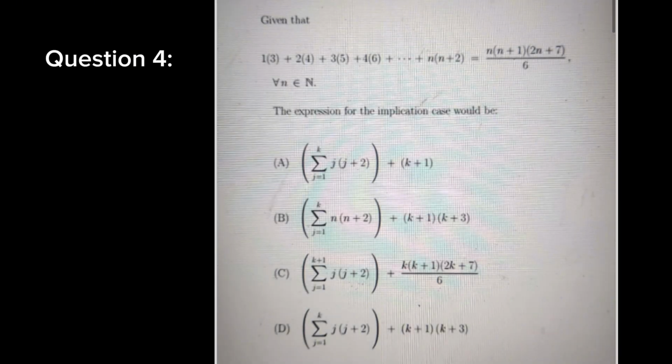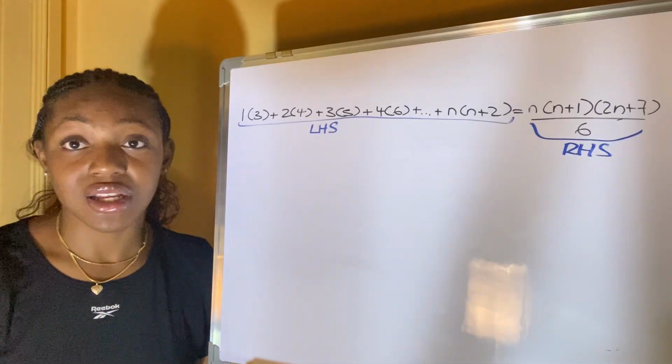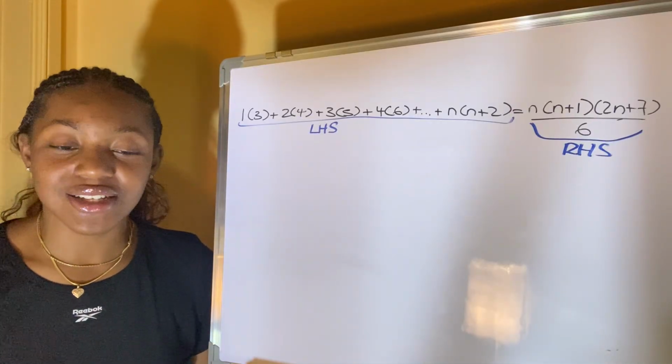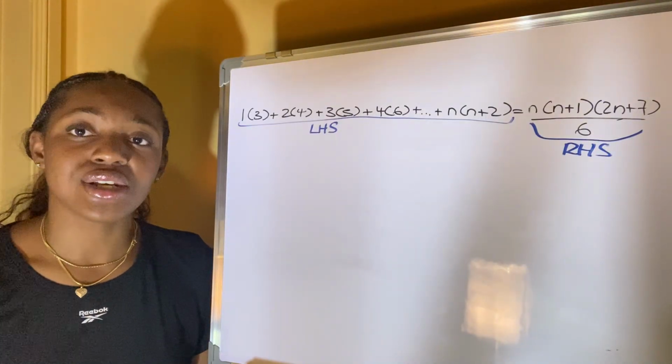Question 4. 1 times 3 plus 2 times 4 plus 3 times 5 plus 4 times 6 plus ... plus n in brackets times in brackets n plus 2 is equal to n times in brackets n plus 1 times in brackets 2n plus 7, all over 6. The expression for the implication case would be, and we have the options. We have our statement right here, and the question is asking for the implication case. However, before we get into that, let's write our left-hand side in terms of sigma notation.